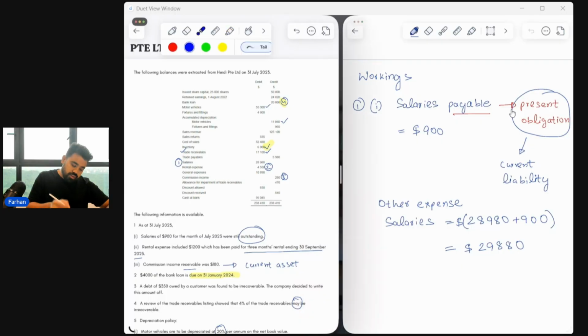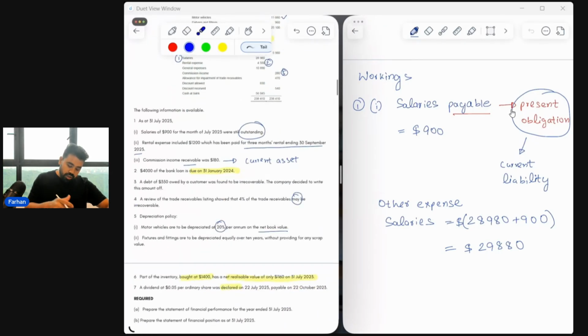The following balances were extracted from the books of Heidi PTE Limited on 31st of July 2023. So here you can see a list of balances provided for various asset, expense, equity, and liability items, and then we are given some additional information here, and then we are required to prepare the statement of financial performance for the year ended 31 July 2023 and the statement of financial position as at 31 July 2023. So we will first start by working out all the additional information that we have been given.